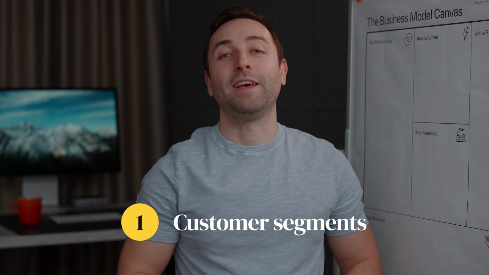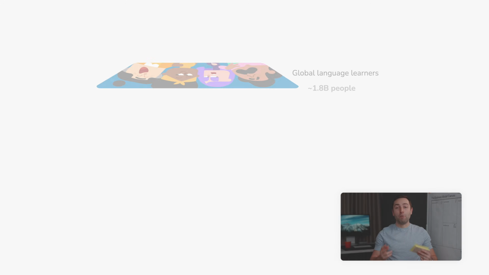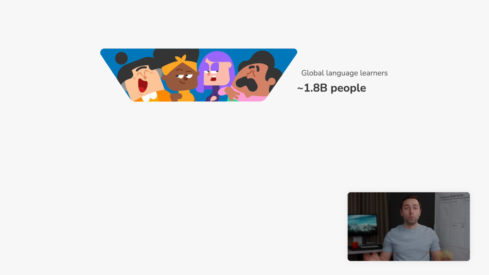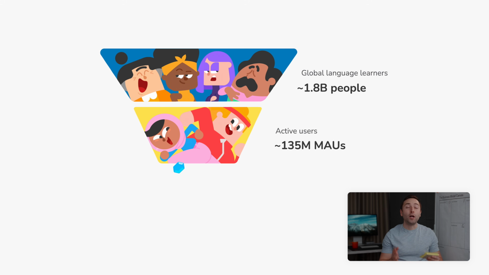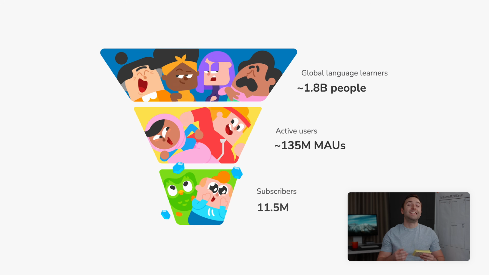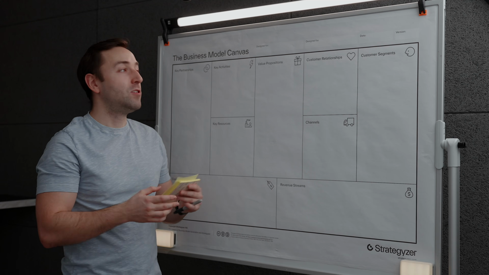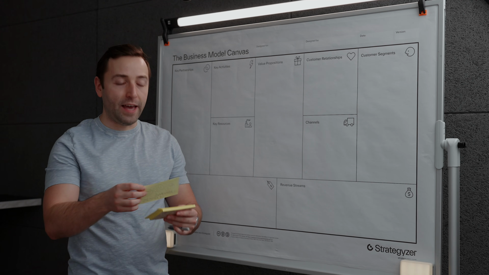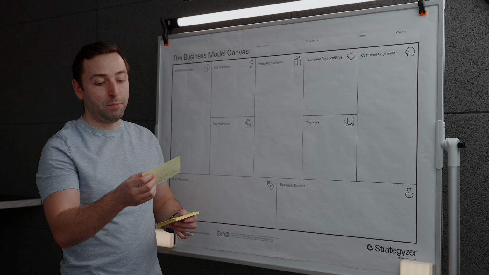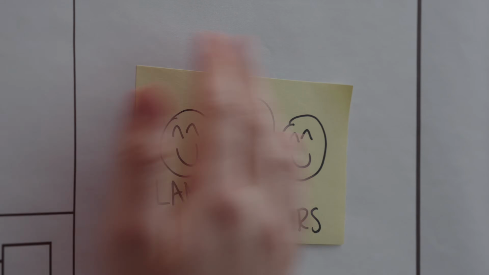The first building block is customer segments. There are nearly 2 billion people around the world trying to learn a foreign language. And of those, 135 million use Duolingo every month at least. And of those, nearly 12 million of them are paid subscribers to the app. So for customer segments, we can say that Duolingo's main customer segment is global language learners.